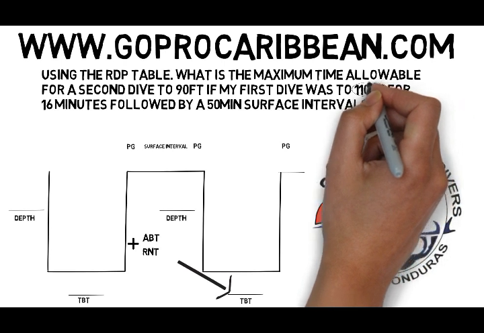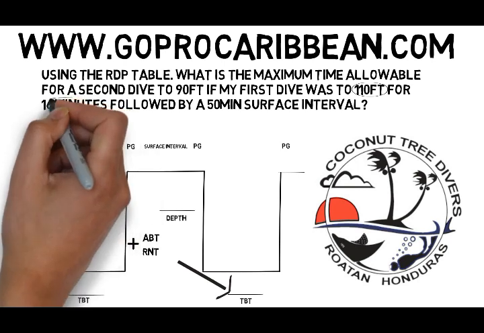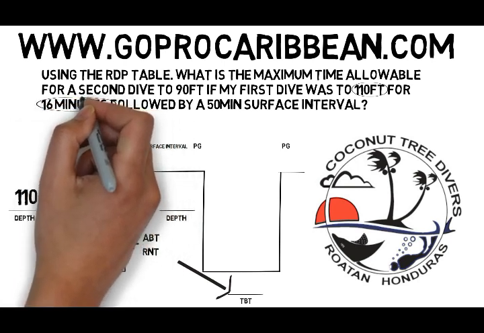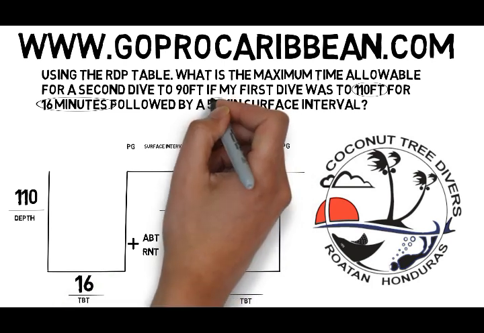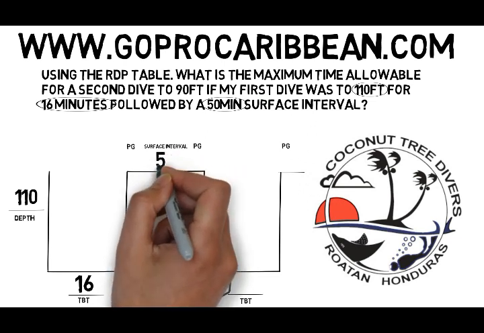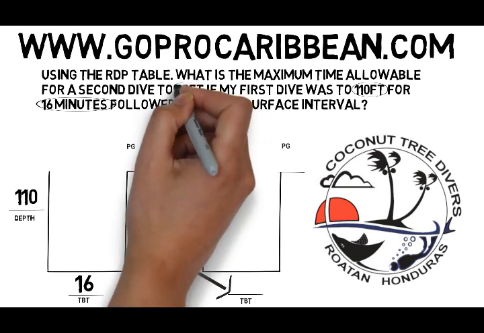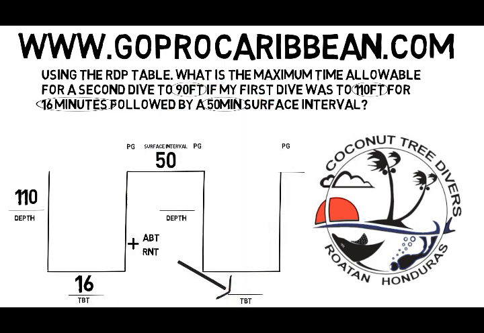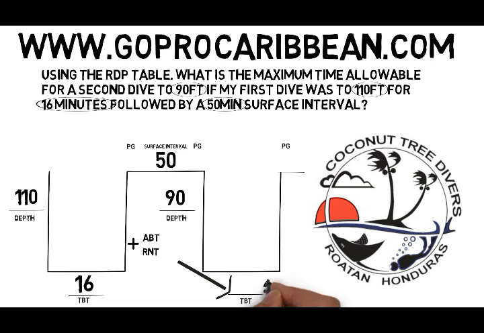So the first thing we want to do is scan the question, finding the information about the first dive. The first dive is 110 feet for 16 minutes. So let's enter that in. And then as we scroll across our diagram from left to right, the next bit of information is our surface interval of 50 minutes. And then the final bit of information is the second dive depth of 90 feet. So we can enter that into our diagram, and we have all the information we need to answer this question.